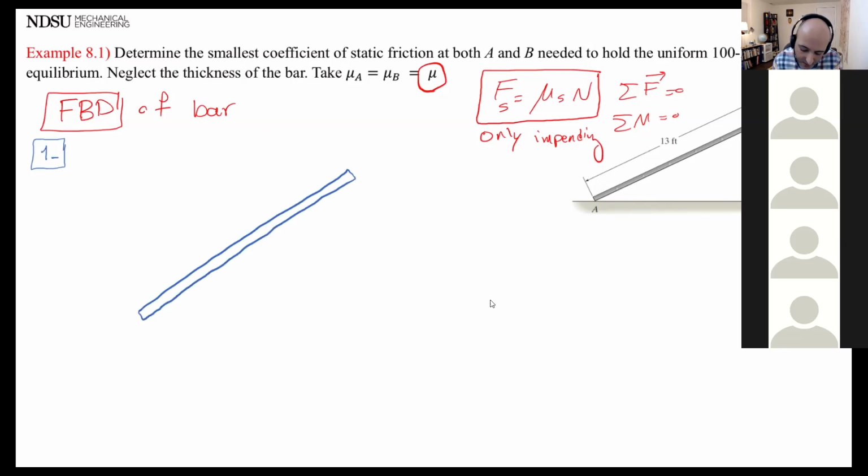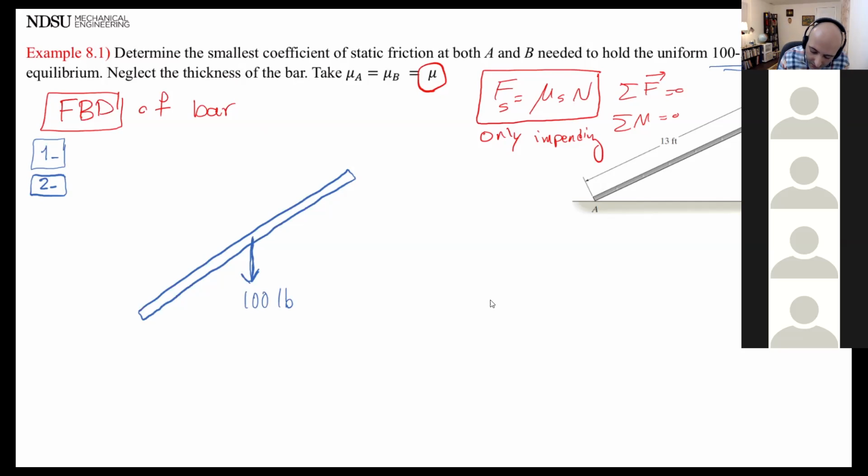Step two, what is step two? Active forces. Okay, for this problem, what is my active force? The weight, right? That's the only thing I have right here, which I put in the center. It says 100 pounds pointing down.